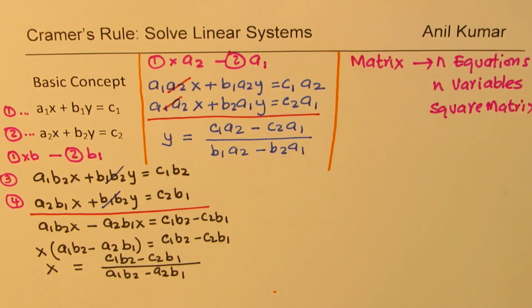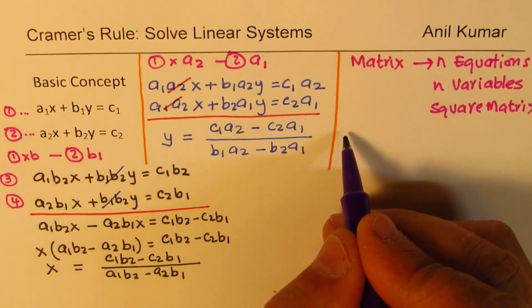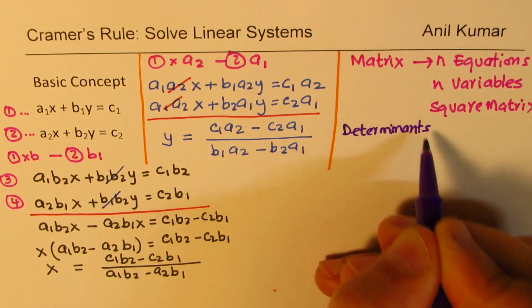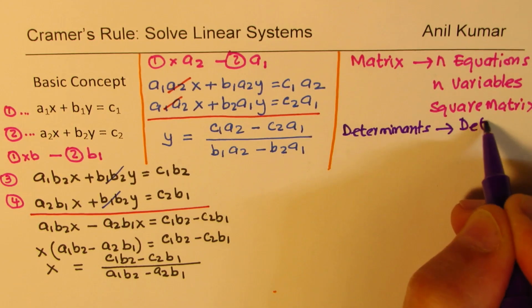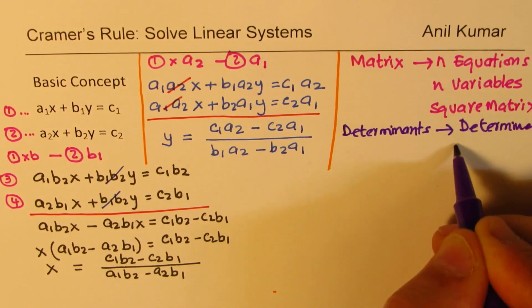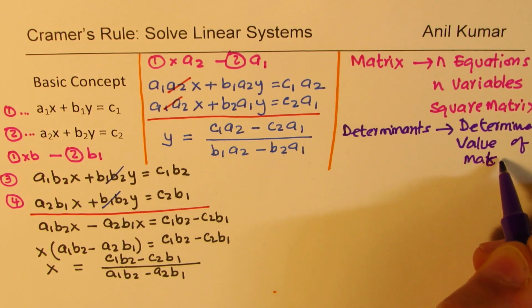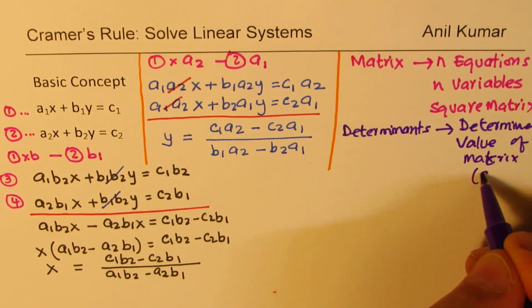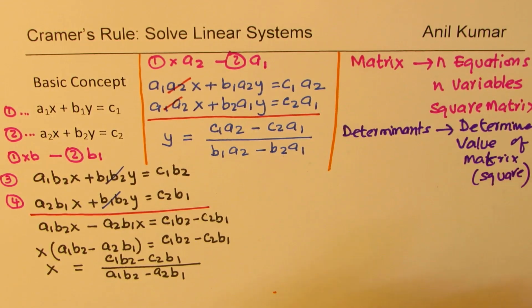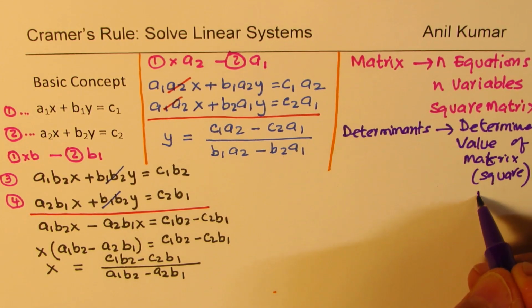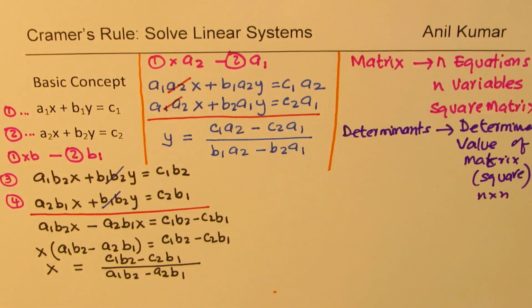Now the idea here is to introduce determinants, which give you the value of a matrix, right? So what we introduce here is determinants, which determine the value of a matrix. When we say matrix, we are only concerned with square matrices, but we could have n by n dimensions. So we're talking about n by n. Is it okay? That is what we are looking into.